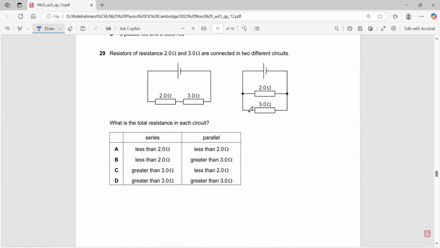Resistors of resistance 2 and 3 ohms are connected in two different circuits. What is the total resistance in each circuit? If they are in series, you just add them up. So it's greater than 3, right? It is greater. If they are in parallel, what happens to the total resistance? It is less than the least resistor. Less than 2. Parallel circuits, less than the least resistor.